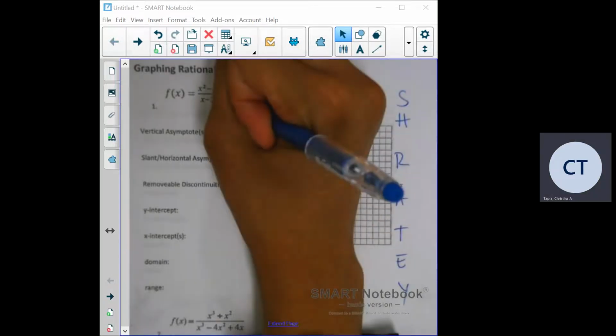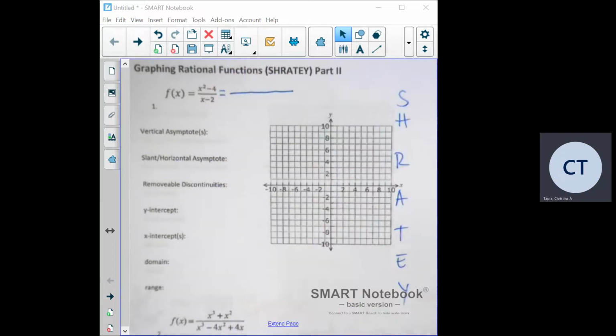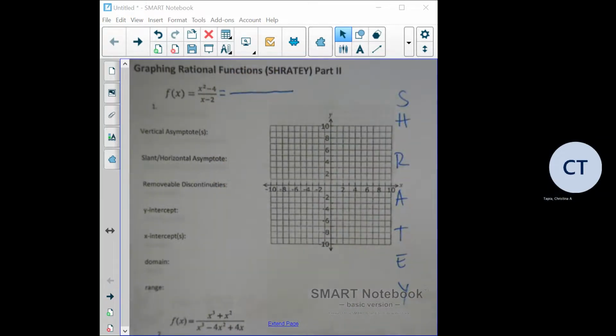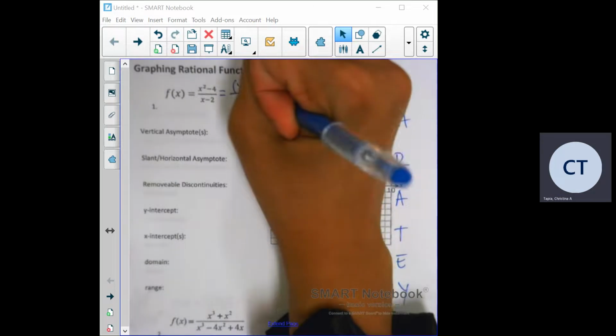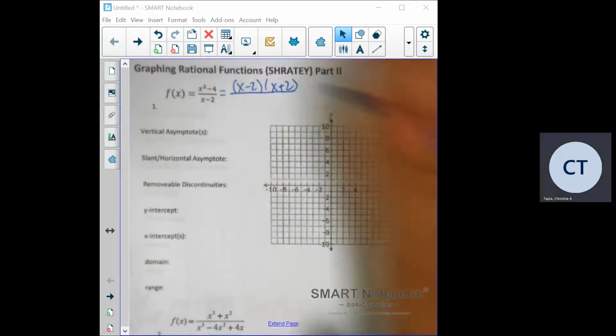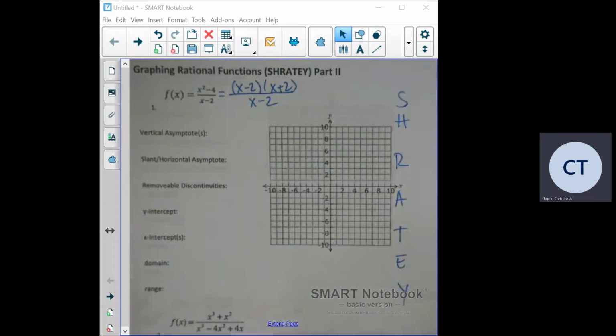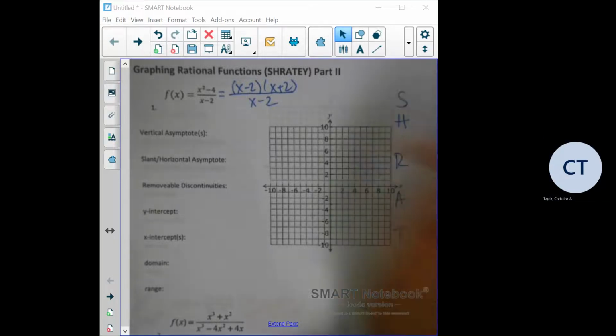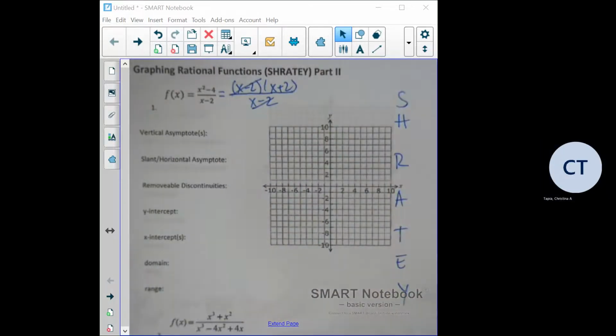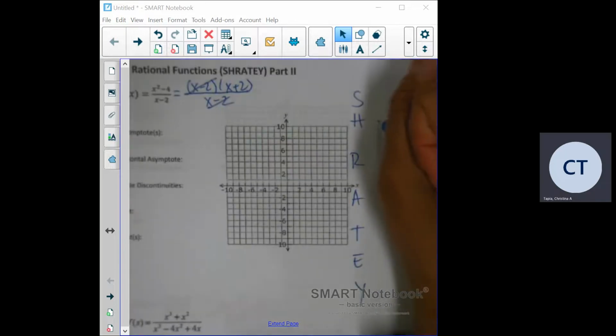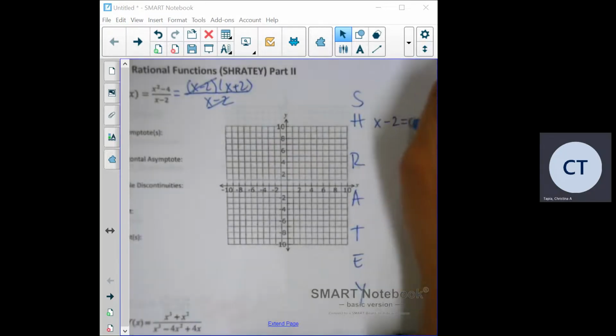So Heidi, if I asked you to simplify the numerator, what can you simplify the numerator into? How'd you know? It's a difference of squares. With that being said, now that I've rewritten it in blue, can I cancel anything? What can I cancel? That's the hole. So over here for H, for my removable discontinuity, which is a hole, I'm going to put x minus 2 equals 0.